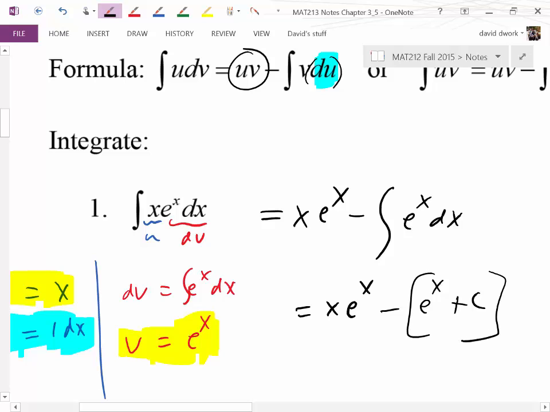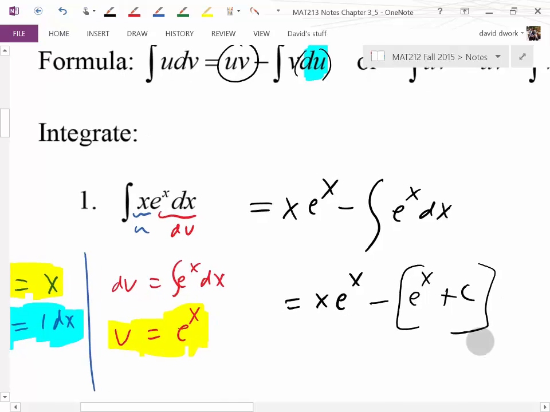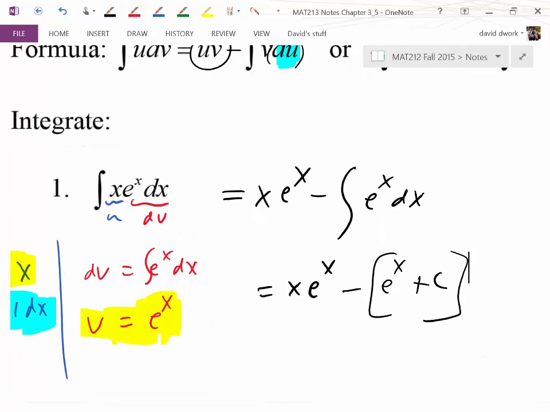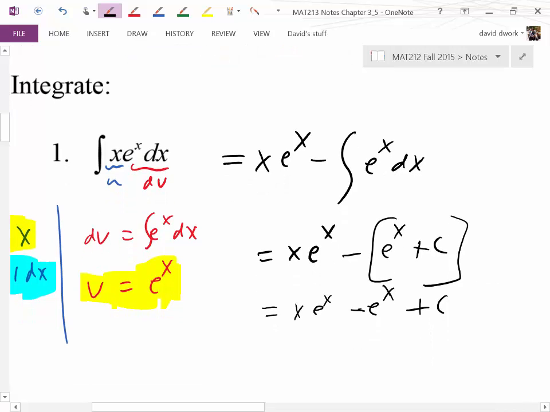And remember, this would all be multiplied by that -1. That -1 would distribute, or it'd be subtracting, however you want to look at it. So this would be x e to the x minus e to the x. And as we talked about in the substitution technique, this c is just a constant, so it absorbs the pluses and the minuses. But if you wanted to, it would not be wrong to put a minus c there. But the book won't. It'll just put a plus c.